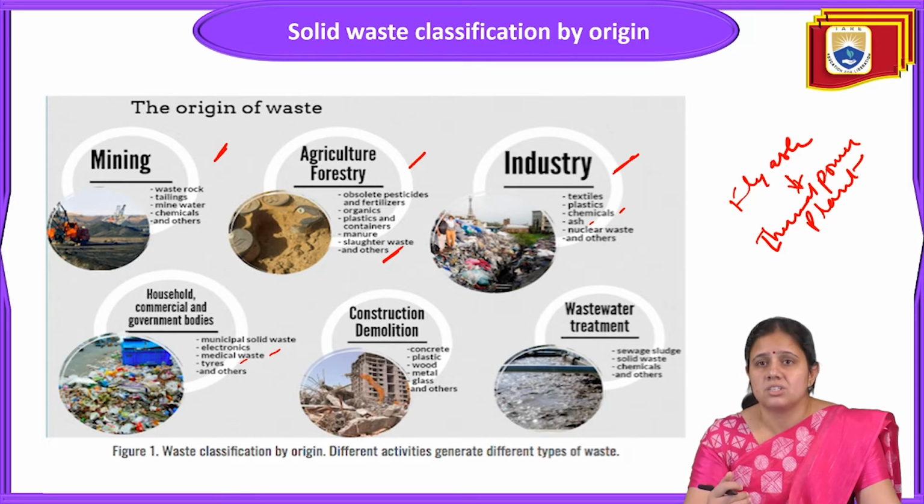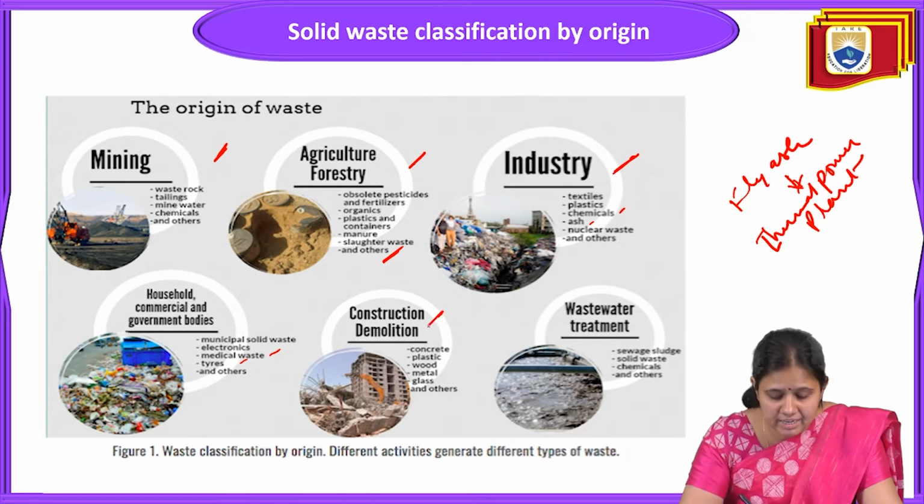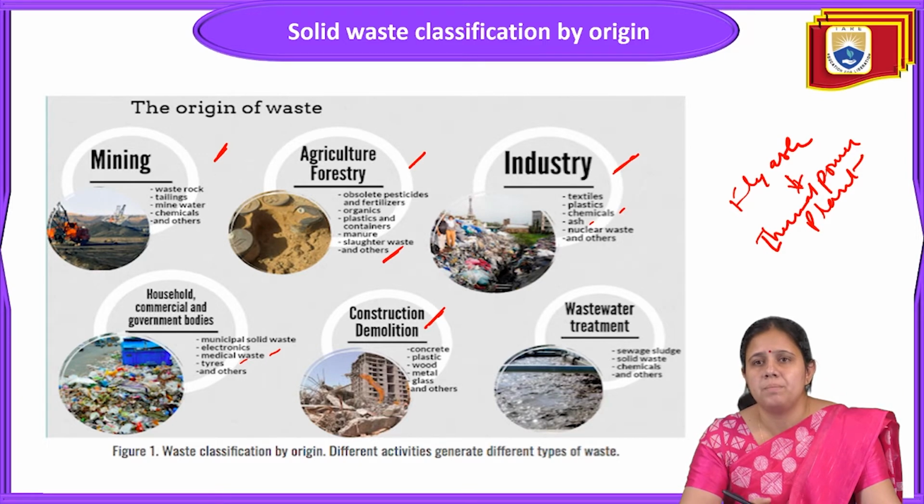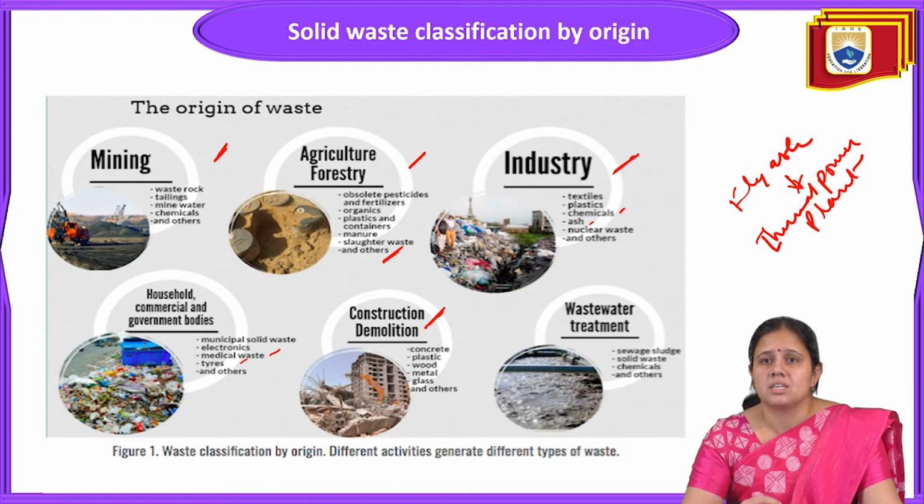Next is the construction and demolition waste, which comes from construction or demolition. Its examples are concrete, plastic, wood, metal, glass and other waste. So all these wastes are coming from construction activity. Next is the wastewater treatment plant. From wastewater treatment plants, the waste generated is called sewage sludge, solid waste, chemicals and others.